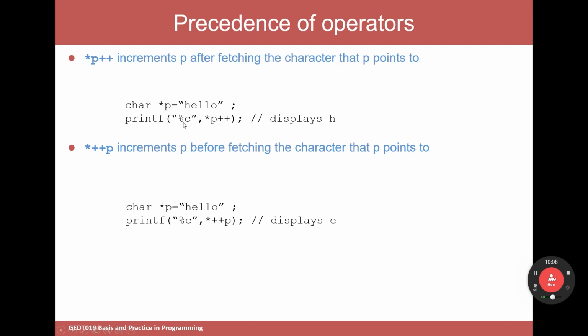So it will print the character and then increase the pointer, plus plus. But in this case, if you say plus plus first, it would increase the pointer first, and then, after increasing the pointer address, print the value of the pointer. The value of the pointer will be e. So this is the difference between plus plus p and p plus plus.